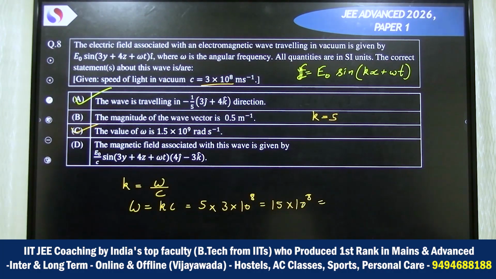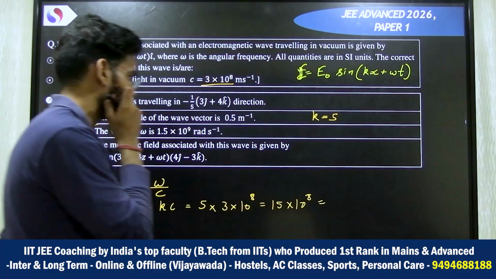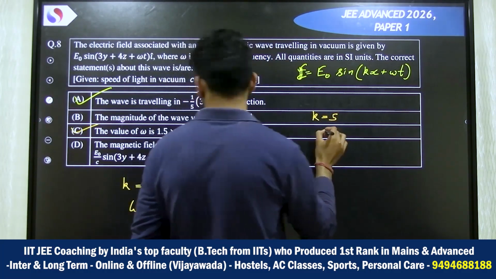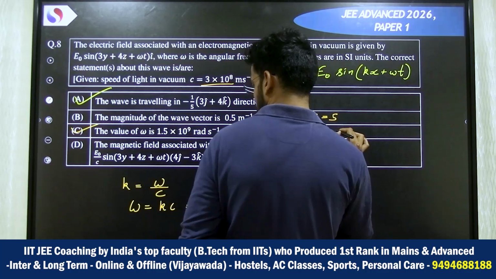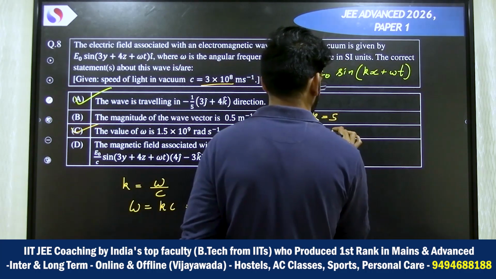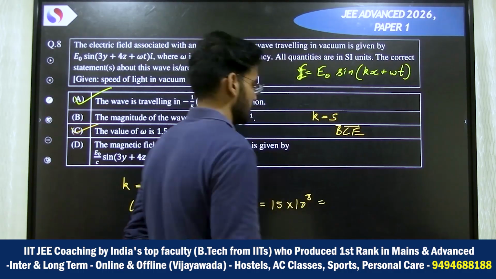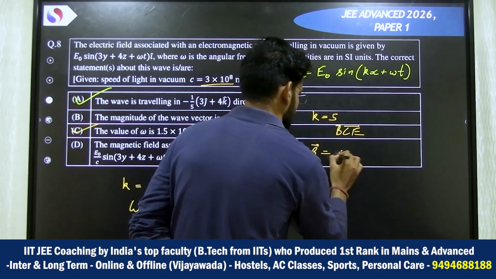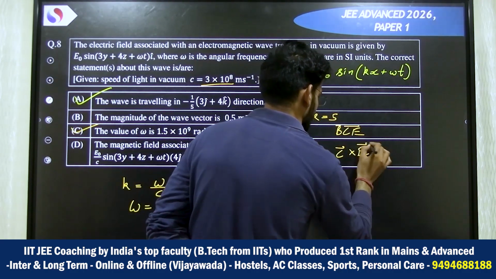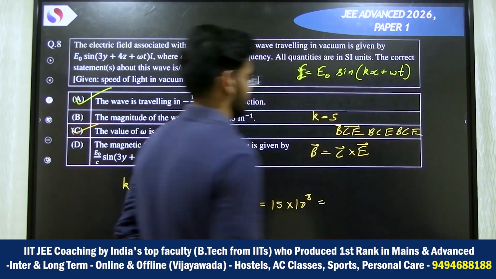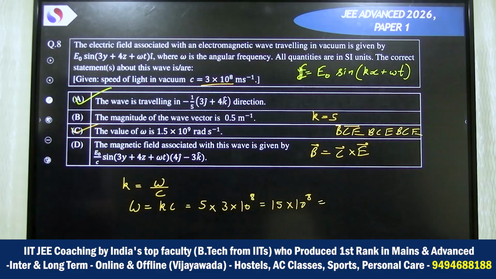The magnetic field associated with this wave is given by, okay. So we have to find the magnetic field. If you remember, we have told you one trick. In JEE Main also there have been many questions like this. Magnetic field is asked, so alphabetical order B, C, E. So B is equal to C cross E, for direction. Like this you write down BCE, BCE.